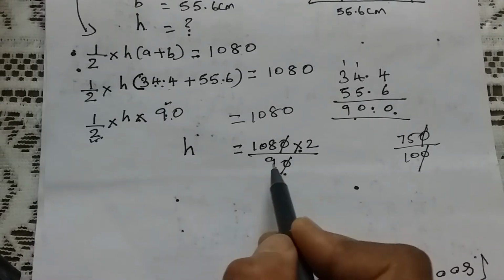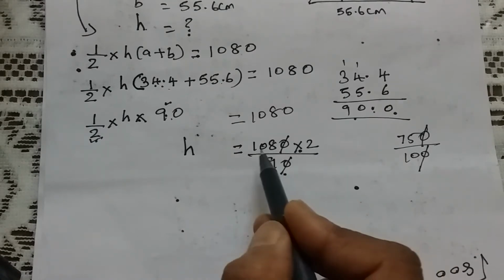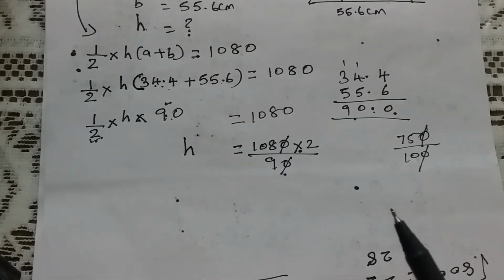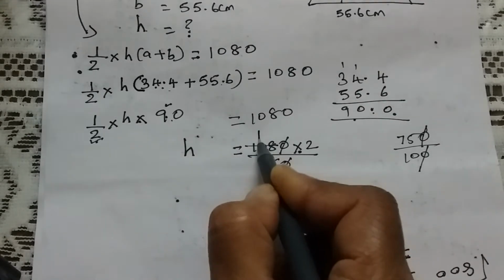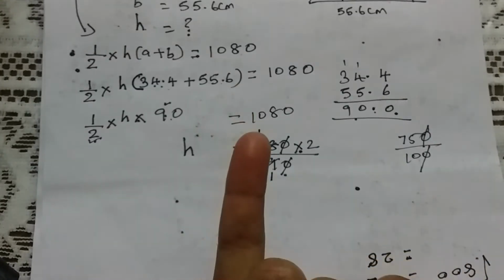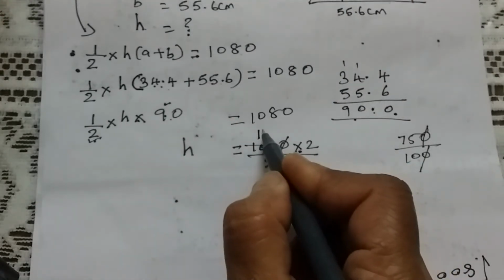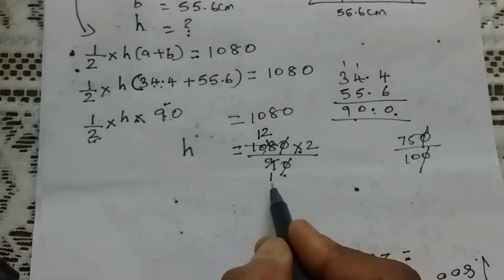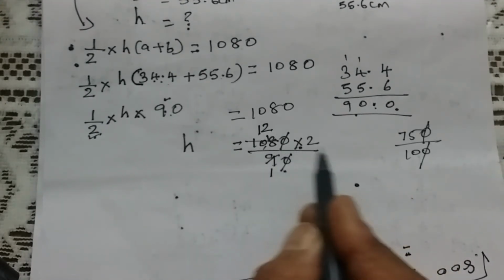Now 108 and 9. 2 and 9, can we cancel? No, 2 is an even number, 9 is an odd number. We cannot cancel them. 108 and 9 we can cancel. How? 9 ones are 9. Till 10 comes, 9 ones are 9. After 9, 10. What is the remainder? 1. Carry with 8, it becomes 18. 9 twos are 18. Once the denominator becomes 1, the simplification is over.